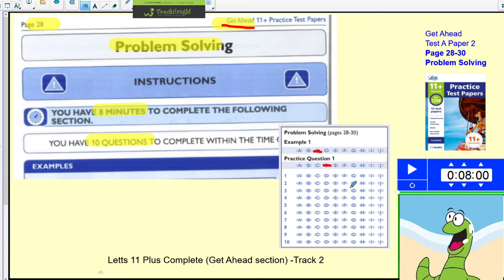So again, guys, this is 8 minutes and 10 questions. So you're somewhere between 40 and 50 seconds per question. If you can manage 40 seconds per question, you'll have a fair bit of time at the end to check. Do remember that some questions are going to be easier than others. It's up to you guys to find the questions that you find easiest, do those first and get them out of the way.